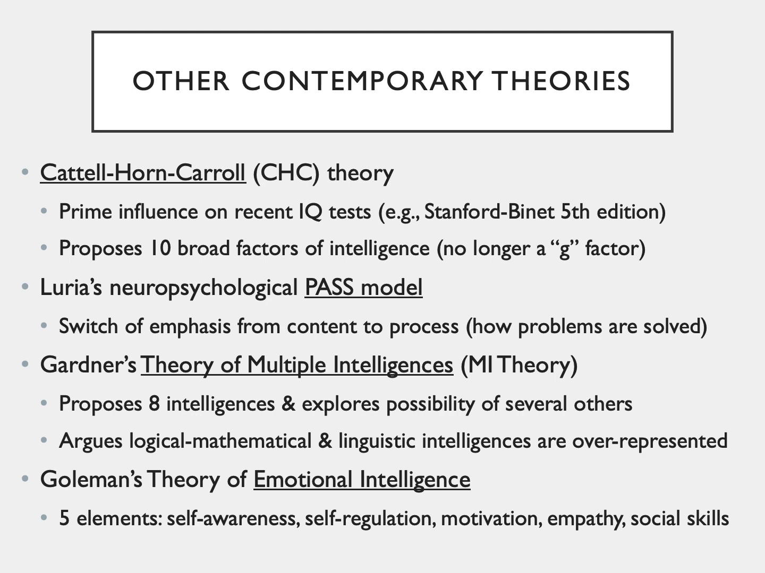The CHC theory proposes 10 broad factors of intelligence and has gotten away from the idea of a general intelligence, so there's no longer a G factor, so to speak. The 10 broad factors of intelligence are fluid, quantitative, crystallized, reading and writing, short-term memory, visual processing, auditory processing, long-term storage and retrieval, processing speed, and decision speed and reaction time.